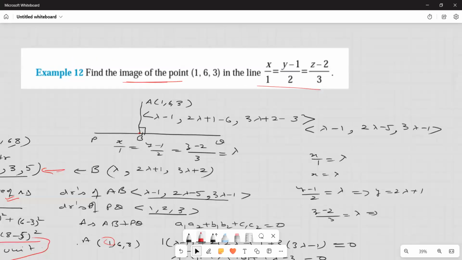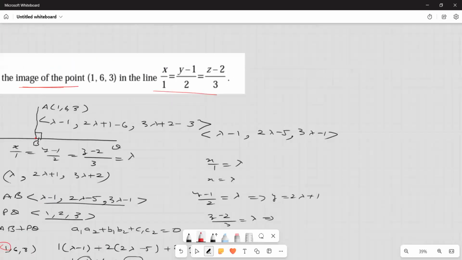Again, listen to this. What will you do? You will take the point and make the figure over there. This is point A, this line is PQ. Then draw the perpendicular on this. This point you are taking as B, the image is taken as C. B is the midpoint of AC. You are taking this general point B by putting lambda.